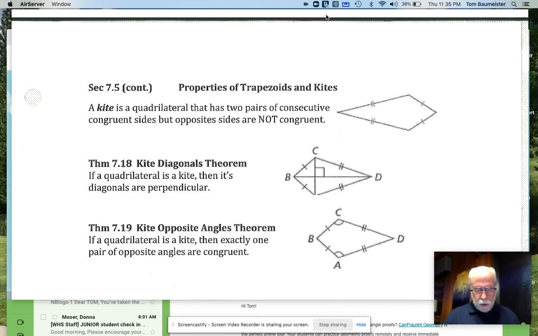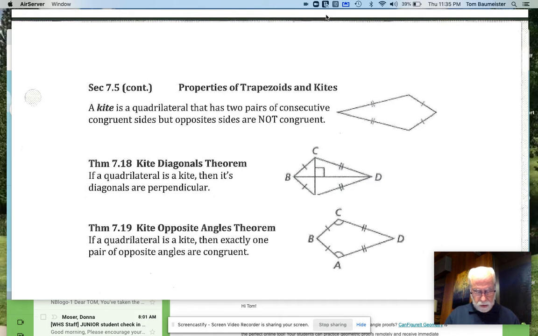All right, so day 2 of section 7.5 is properties of kites. We did trapezoids yesterday. So a kite is a quadrilateral that has two pairs of consecutive congruent sides, but opposite sides that are not congruent. All right, so the opposite sides are not congruent.